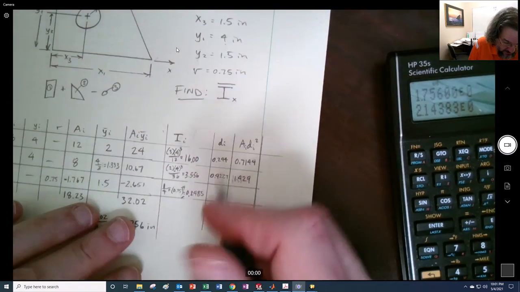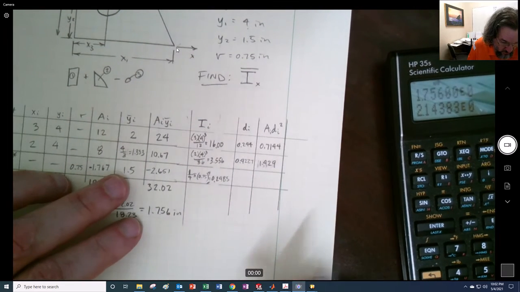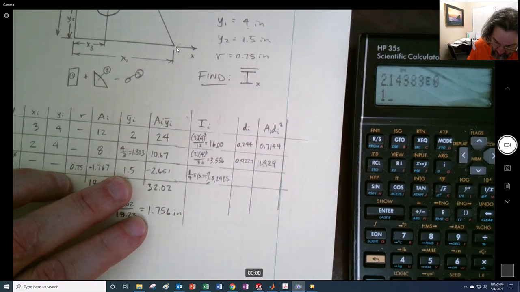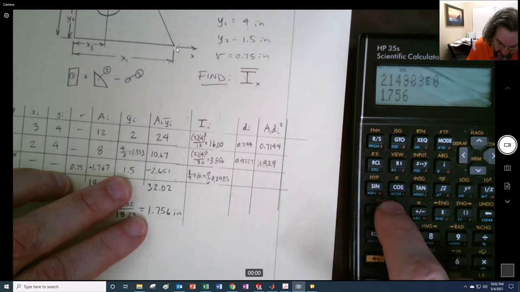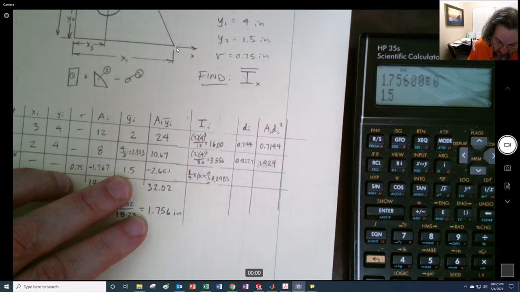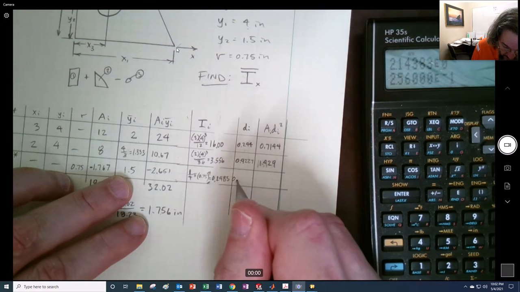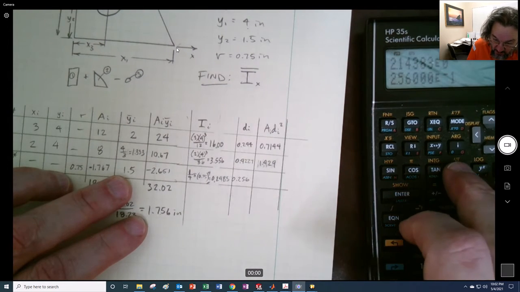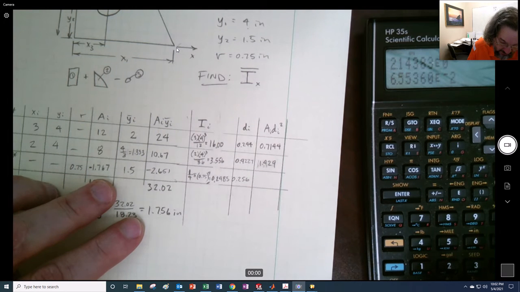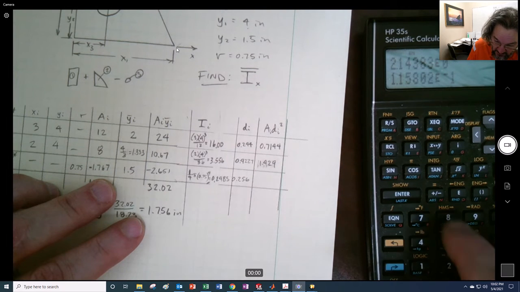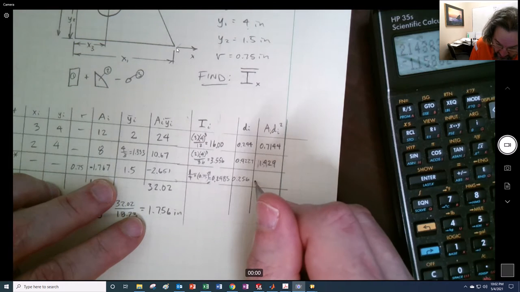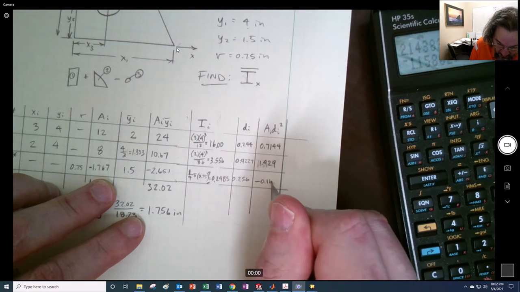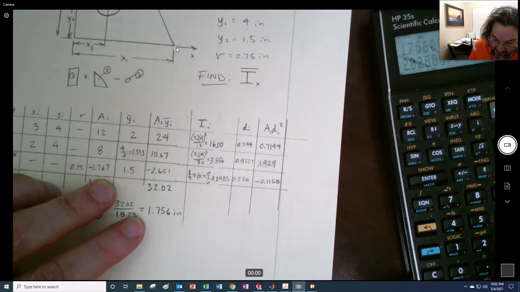And now I want to find this one, which is only 1.5. So 1.756 minus 1.5, we get 0.256. And we're going to square it and multiply it by negative 1.767. And that's a negative number right there. Right? So this should be a negative 0.1158.